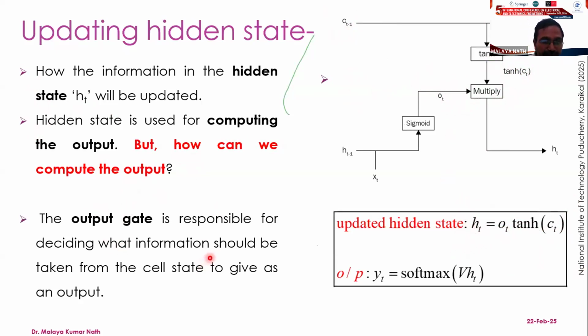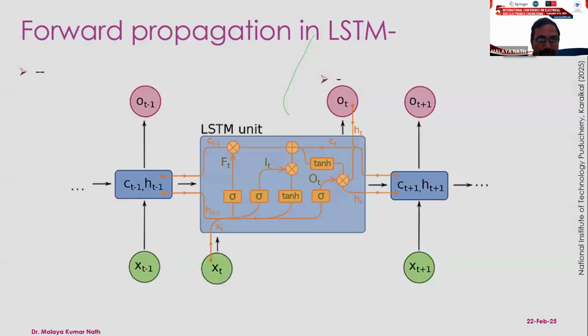So the output gate is responsible for deciding what information should be taken from the cell state to give us the output. So the output can be represented as YT equal to softmax of V of HT. What is V? V is nothing but the weight associated with the hidden state to the output. So this YT can be predicted as softmax of V of HT. So the output gate is responsible for deciding what information should be taken from the cell state to give us the output.